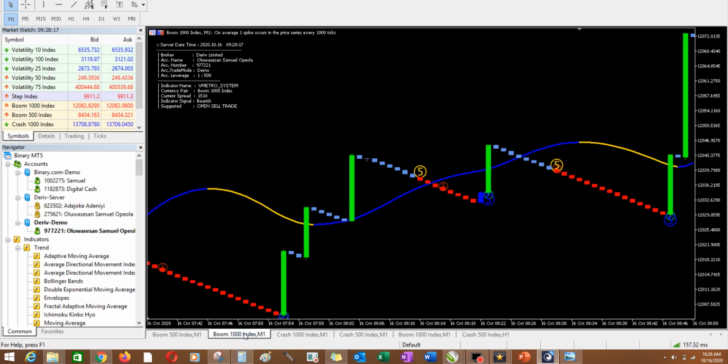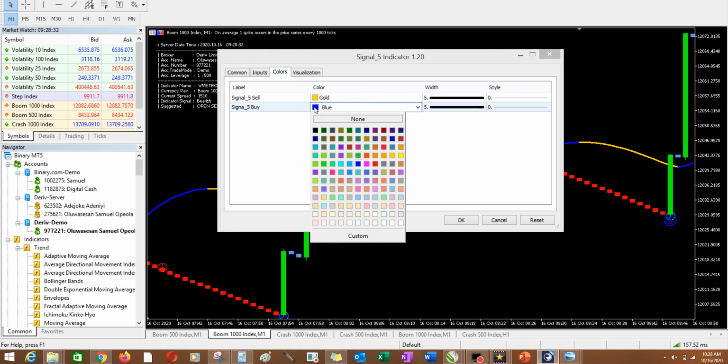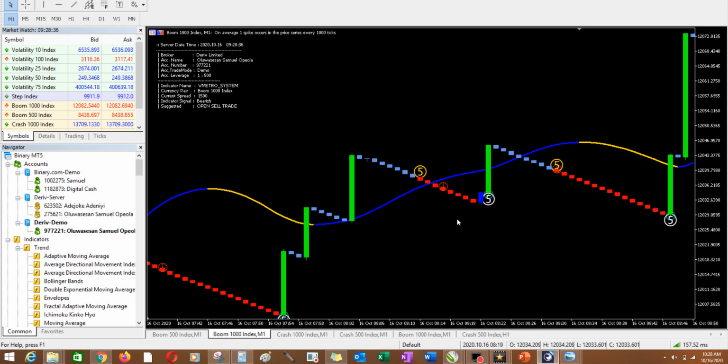Let me show you this. You notice that here it is blue, but you can hardly see it because of the black background. That is why I love changing the color for the buy signal to white, so that you always see it. I'm going to change it to white now. You can see I've changed it to white. You can see that it is in white color now.